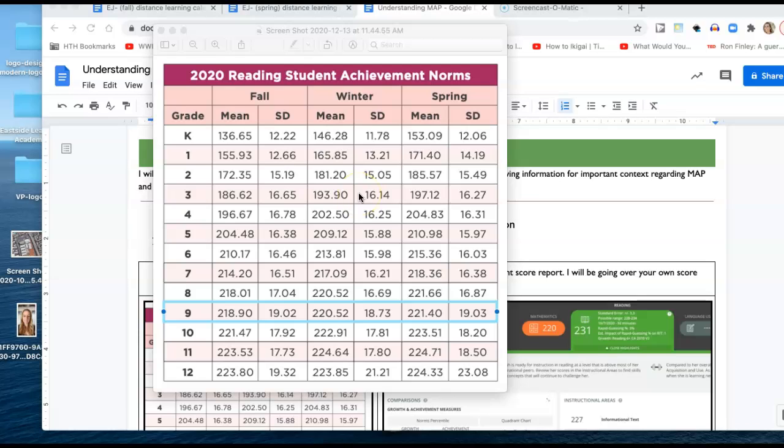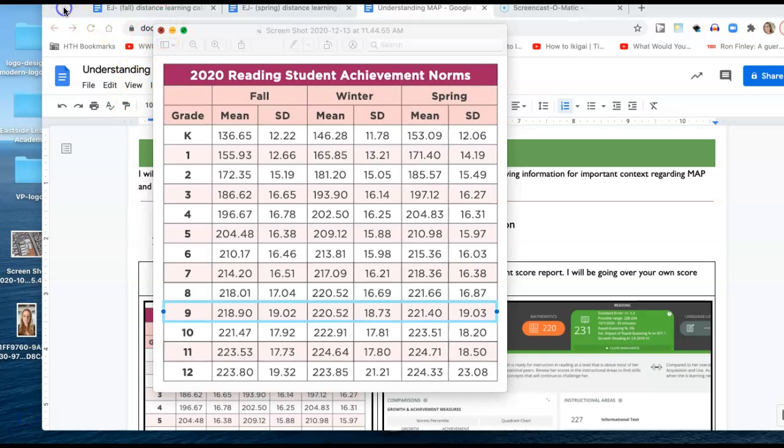Now, notice also that there are already numbers for the winter and spring MAP test. So they already have projected scores or projected means for the ninth grade tests for the winter and the spring. So also when we meet tomorrow, we're going to not only be talking about your current RIT score, but we're going to be making some projections or setting some goals for how you perform in the coming MAP tests.